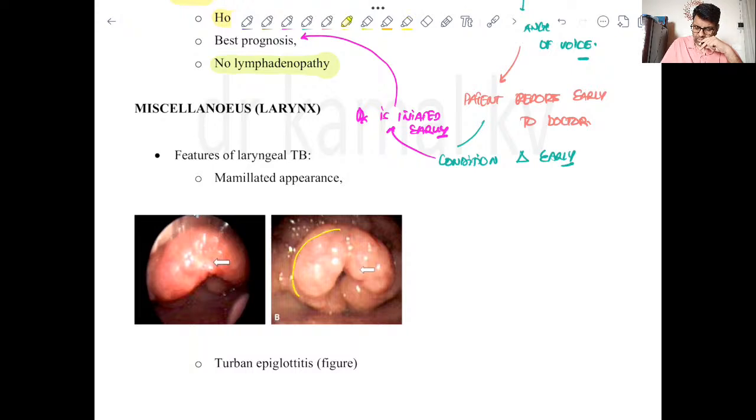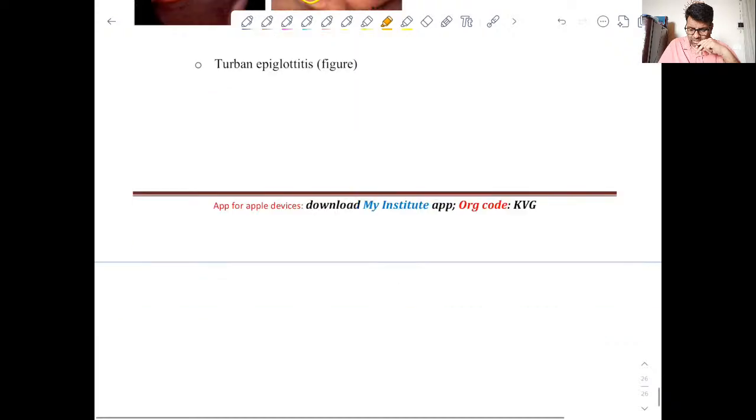Then in laryngeal tuberculosis, you can see turban epiglottis. Clear? So you can see something like a turban epiglottis appearance. And mammillated or turban epiglottis, please remember it for laryngeal tuberculosis, right?